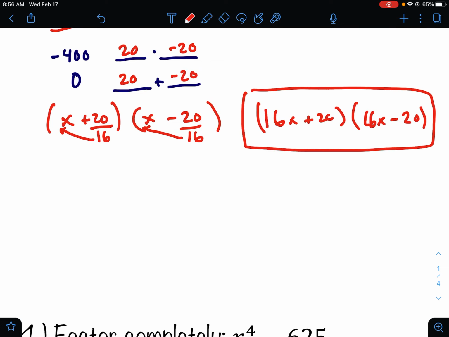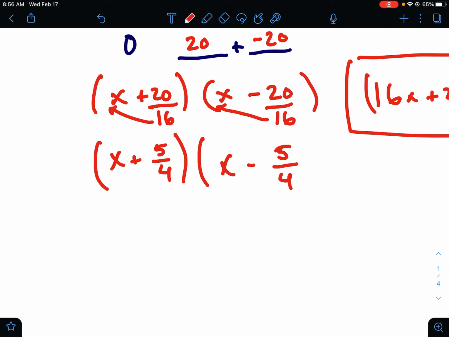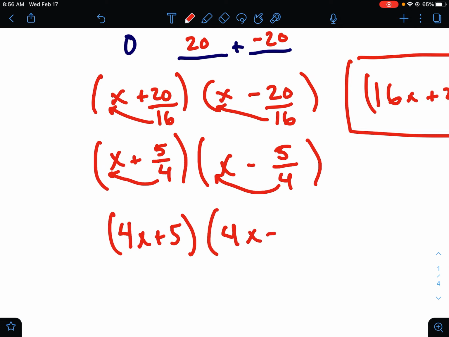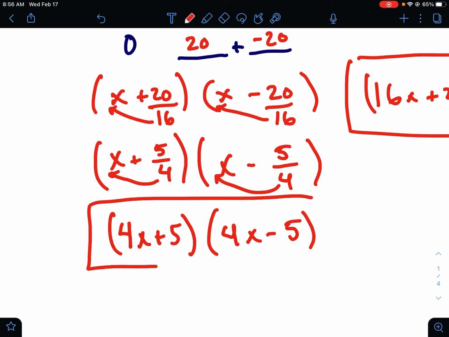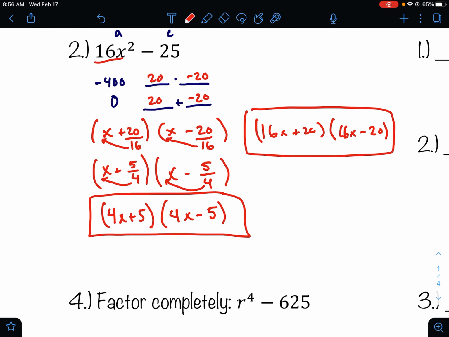I'm going to reduce this fraction. This ends up being 5 over 4. So I end up getting x plus 5 over 4, x minus 5 over 4. And then I'm going to move this over. So then I get 4x plus 5 and 4x minus 5. I wanted to do it that way. You're like, why are you doing it that way? You said we don't have to do it that way.